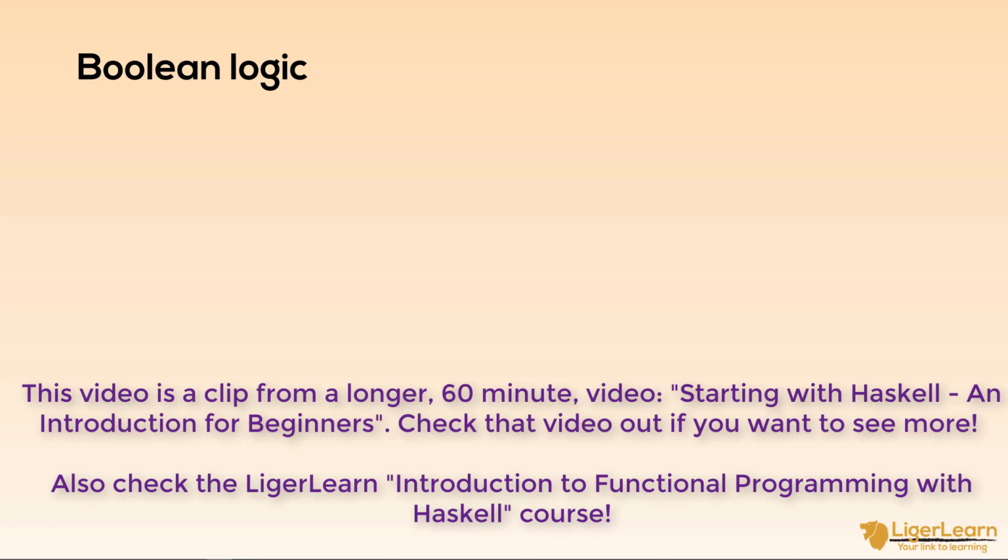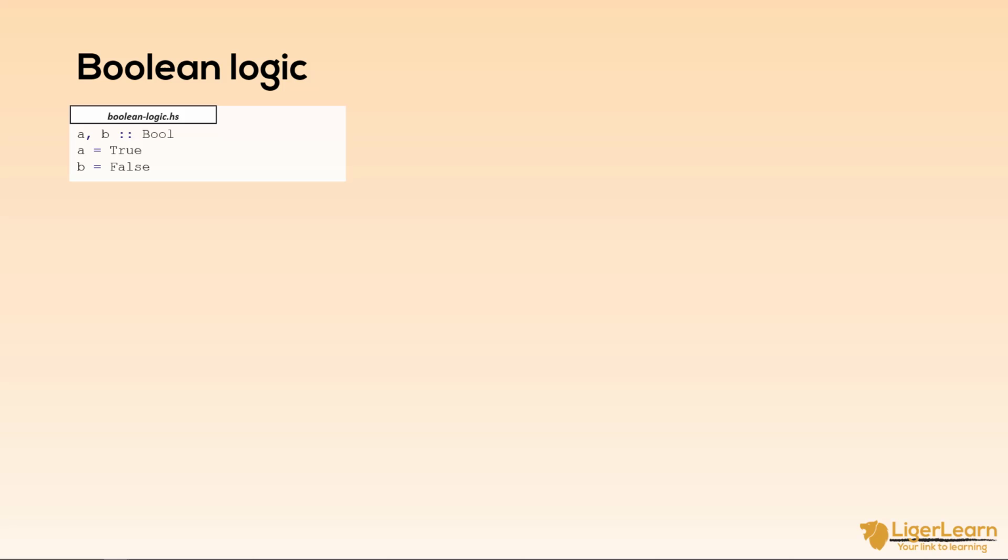Boolean logic is concerned with what is true and what is false. In Haskell, we have the Bool type, which has only two valid values, True and False. There are a number of functions we can use to perform Boolean logic.